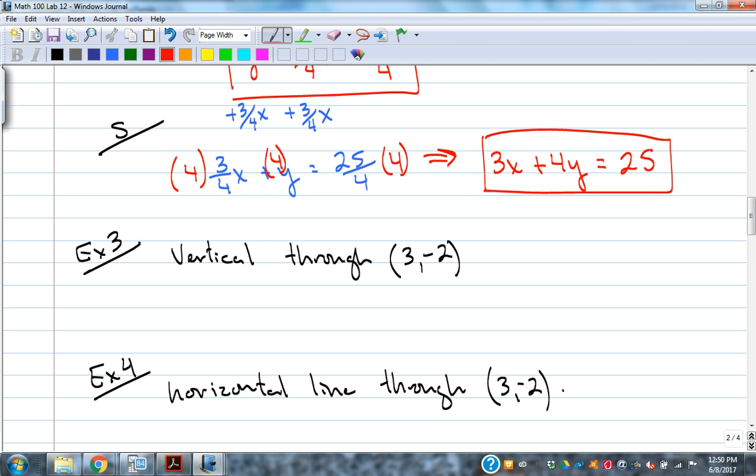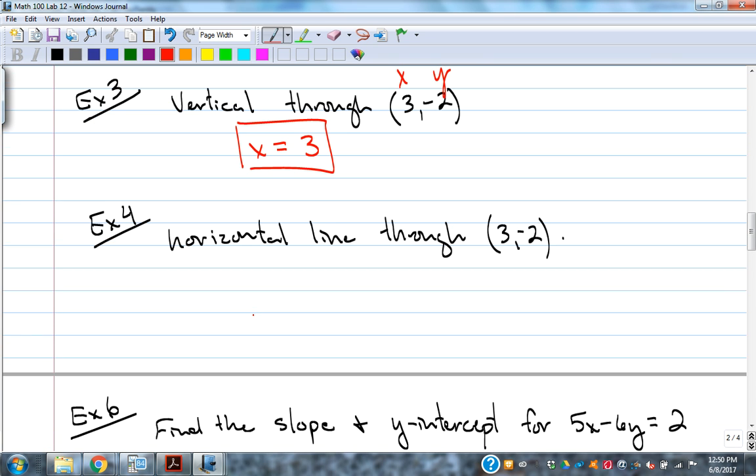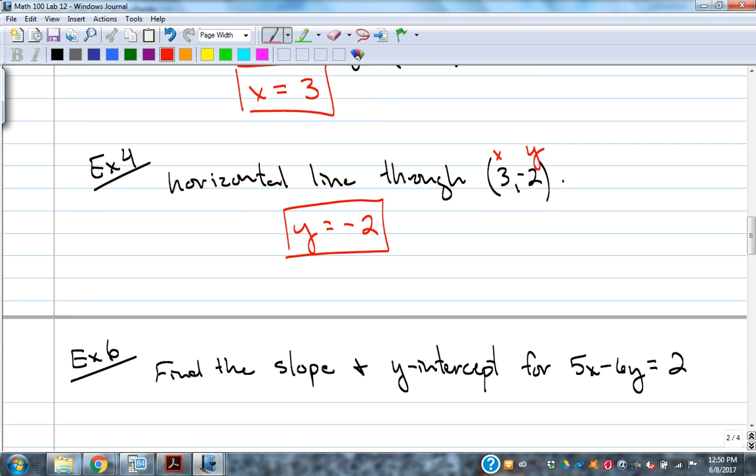Example 3 asks us for the equation of a line that's vertical through 3 and negative 2 as the ordered pair. Vertical lines, remember, are x equals a number. So this is the x value, this is the y value. So the x value would be the one we would use, x equals 3. Then a horizontal line through the same point. Remember, this is x, this is y. Horizontal lines are y equals a number. So it's y equals negative 2. So that's the y value of the ordered pair. Okay.